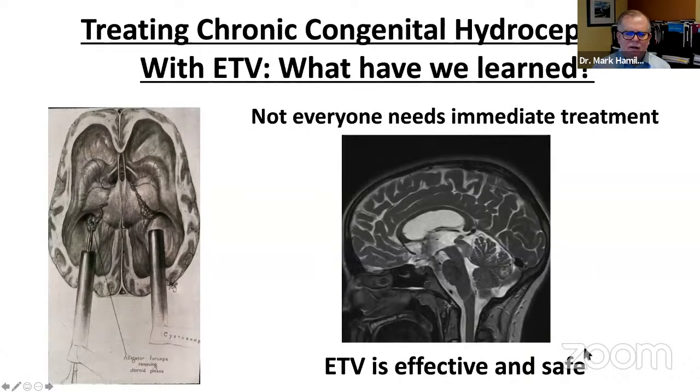ETV is effective and safe in the vast majority of these patients. This is a very old picture here of an endoscopic procedure using cystoscopes. The modern procedure is much more elegant and extremely safe.